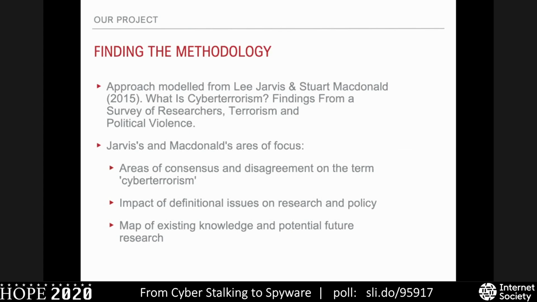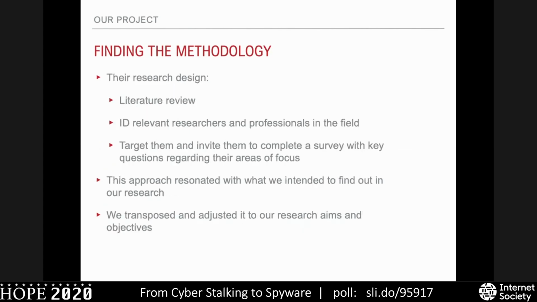Jarvis and McDonald's approach is justified on three principal ambitions. The first one was to map the areas of consensus, disagreement, and ambiguity around the term cyberterrorism. The second one was to understand whether these definitional issues had an impact on research and policy discussions on the matter. And the third one was to map out the research activity in the area, including possible research avenues that were unexplored until that moment.